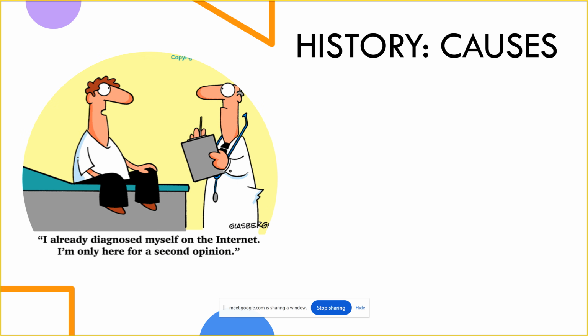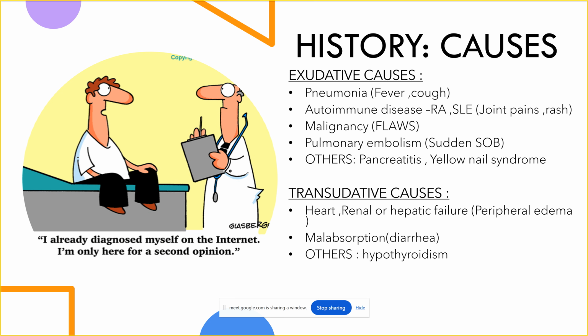So the causes of pleural effusion can be divided into transudative causes and exudative causes. Like we discussed, in terms of exudative causes: pneumonia, autoimmune disease, malignancy, and also pulmonary embolism, which can present as sudden shortness of breath, must be ruled out. And in terms of transudative causes, we discussed heart failure, and the other things that are important to rule out include renal and hepatic failure, which can lead to low albumin and then cause effusion.